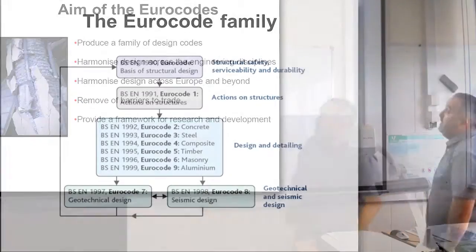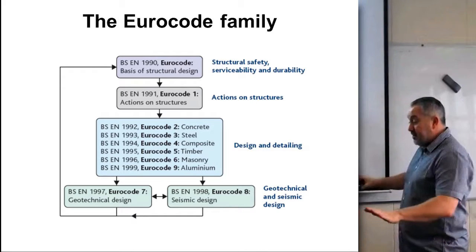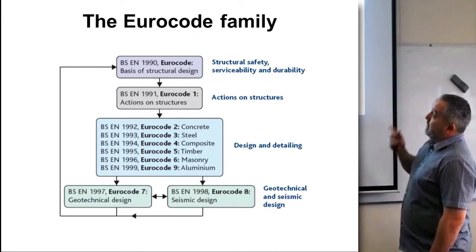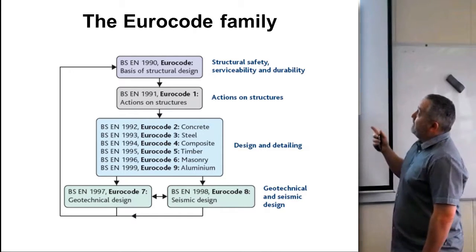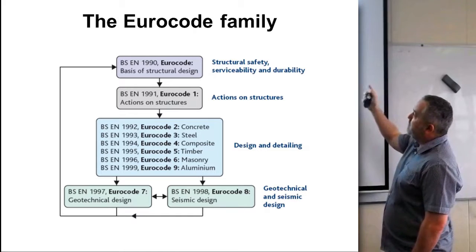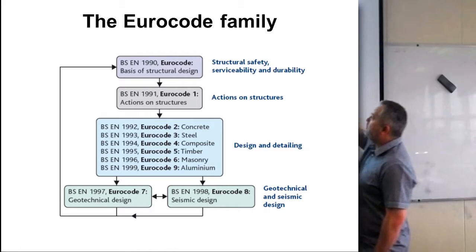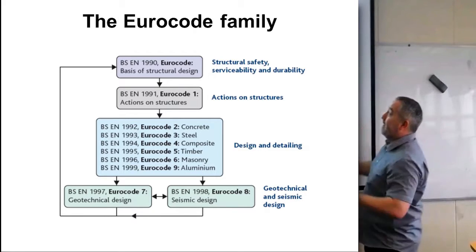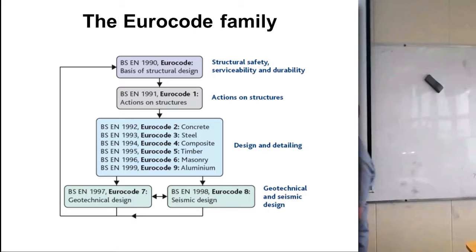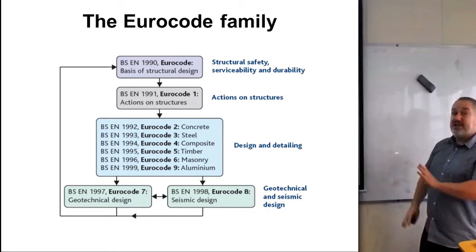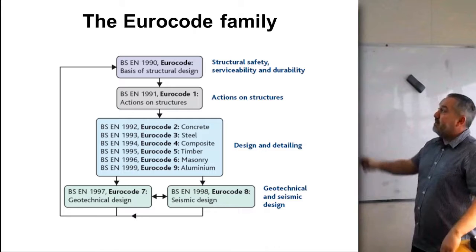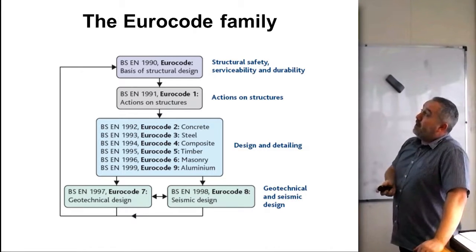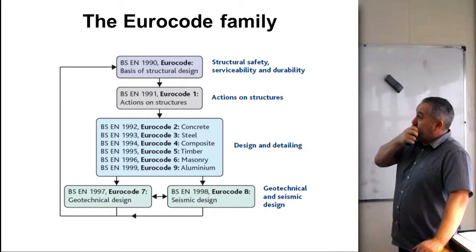I'll go through them. So at the top, the foundational Eurocode that we have, they call it Eurocode 0. It was produced in 1990, and then you find that Eurocode 1 was produced in 1991, and Eurocode 2 was 1992. These are the years that they were produced. It just so happens that it coincides with the number of these Eurocodes. It's not like a standard where whichever year it is, that's the number that it is. But Eurocode 1990, they call that Eurocode 0 unofficially.